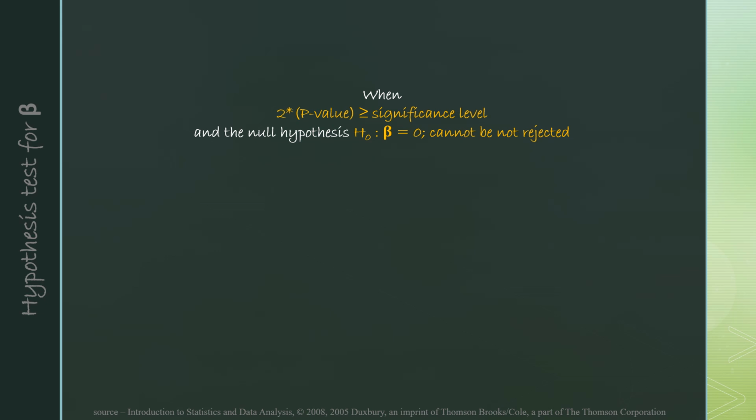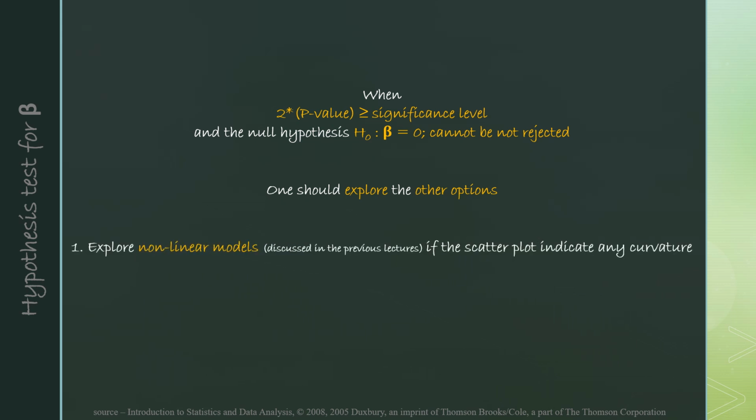When 2 multiplied by p-value is greater than or equal to the significance level, and the null hypothesis H0: beta equals 0 cannot be rejected, one should explore other options. Two of the often used options are: 1. Explore nonlinear models discussed in the previous lectures if the scatter plot indicates any curvature. And 2. Explore a multiple linear regression model. We will discuss this in our next lectures.